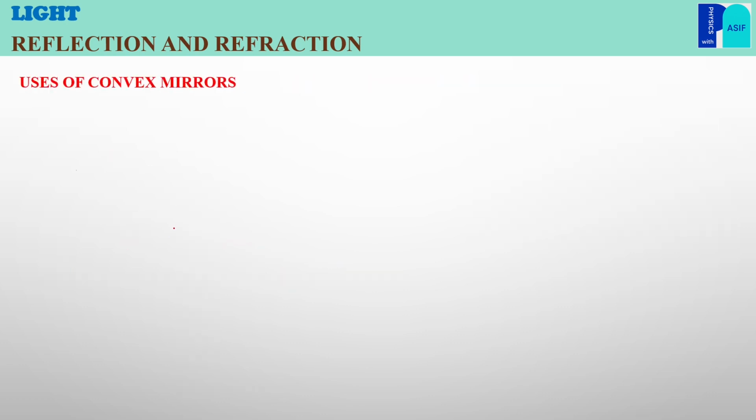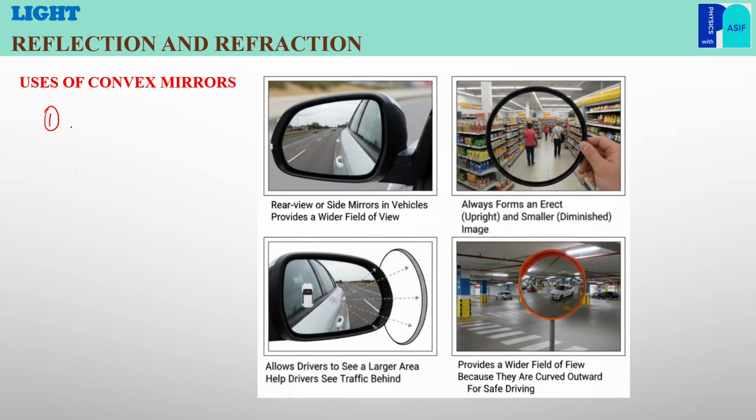Applications of convex mirrors. Two important features of convex mirrors. One is, since they are curved outward, they provide a wider field of view. And second one, they always produce a virtual, erect and diminished image of the objects. Because of these properties, convex mirrors are used in various places.